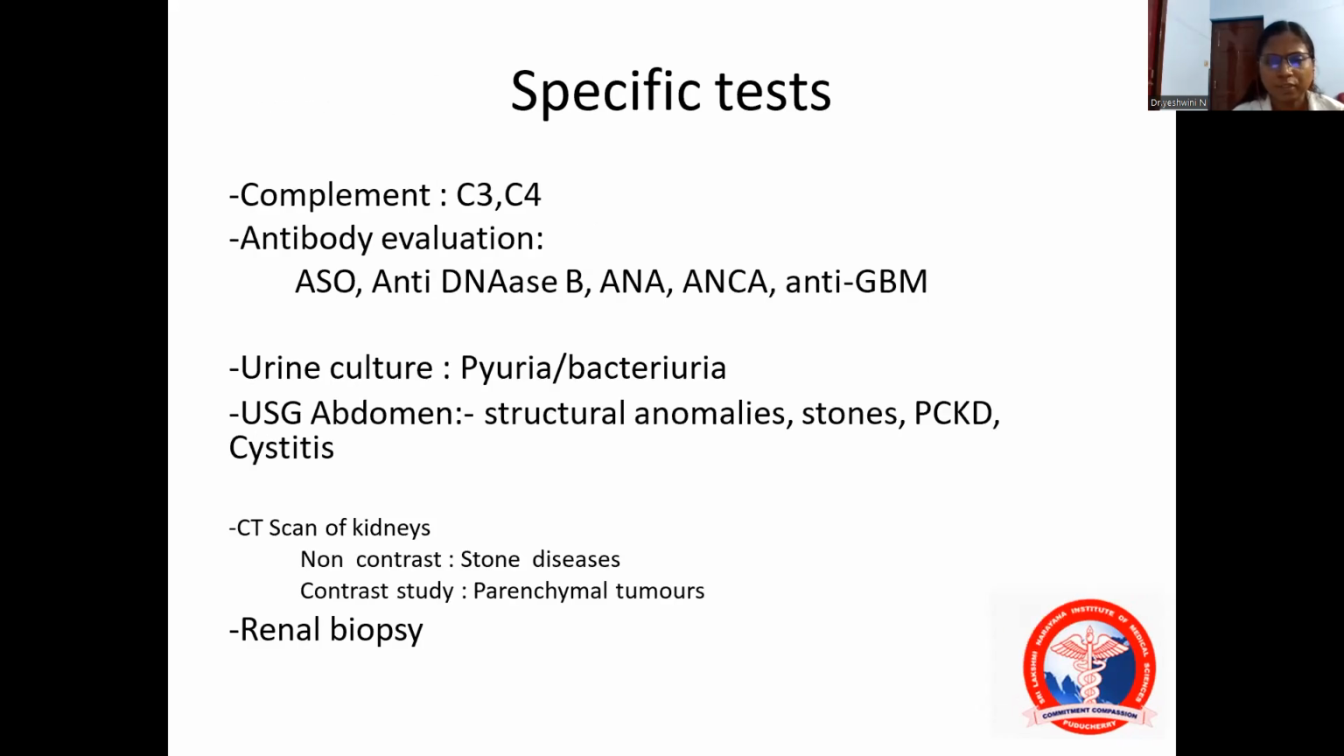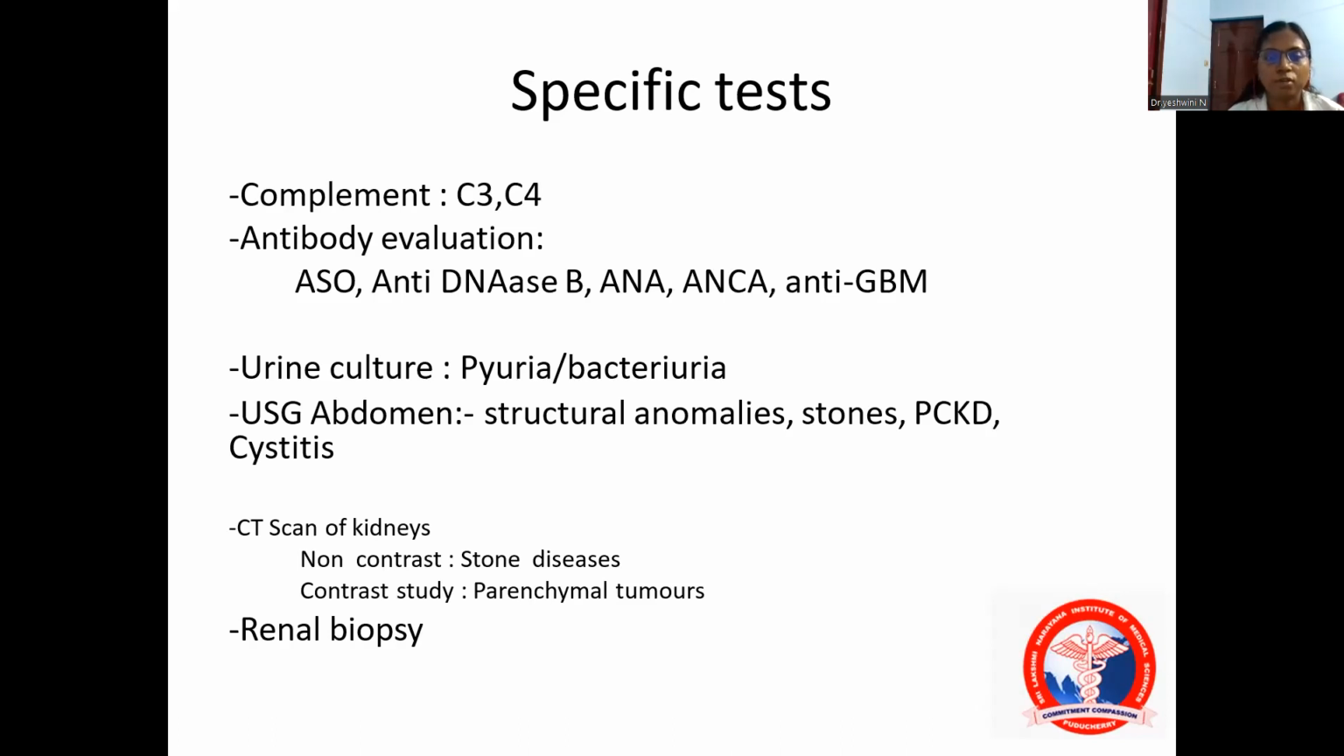So you do some specific tests to diagnose the cause of hematuria. You do a complement test, that is C3 and C4. The C3 will be reduced in acute post-infectious glomerulonephritis. Both C3 and C4 will be reduced in lupus nephritis because it is a complement-mediated disorder.